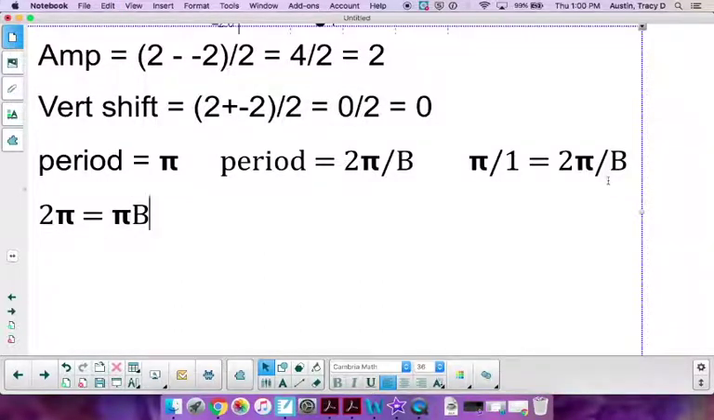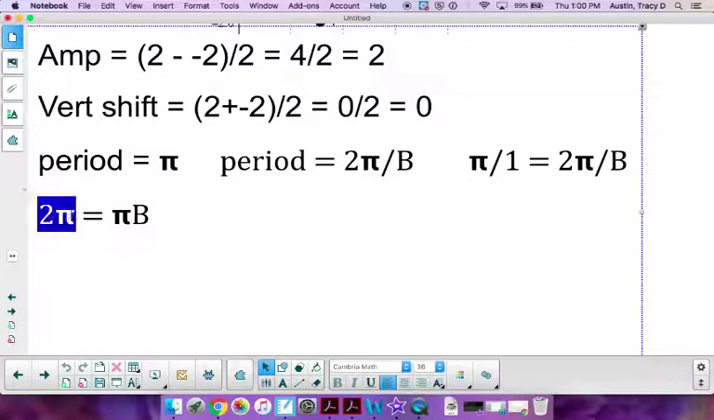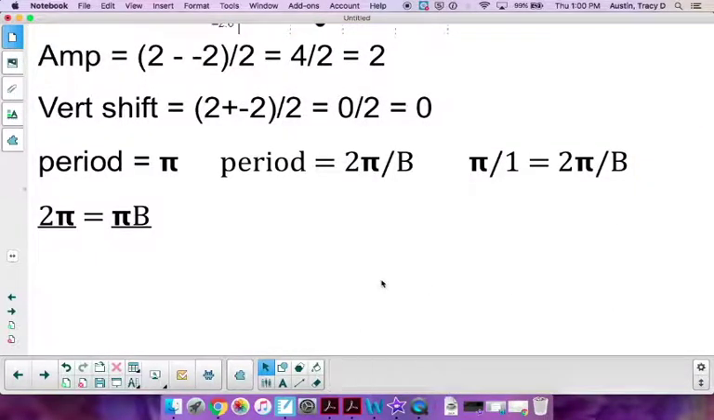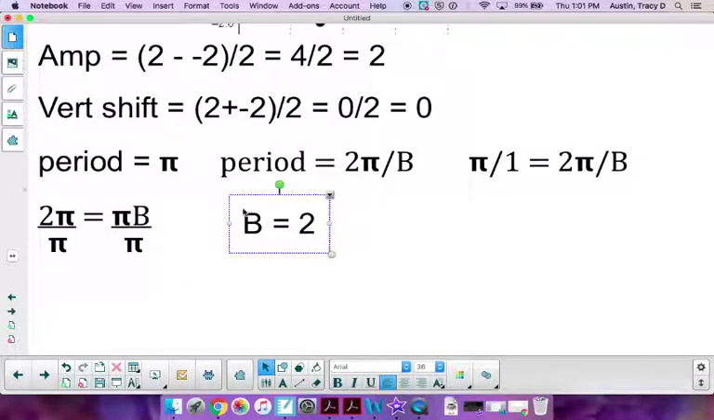Right? And then we would divide both sides by pi in order to get it. So let's show dividing. And we would divide by pi on both sides. So that means that b equals 2. So we have used our period to find our b variable, okay?